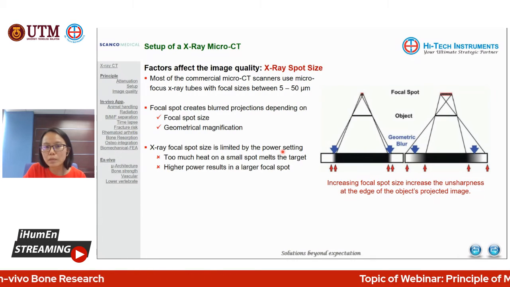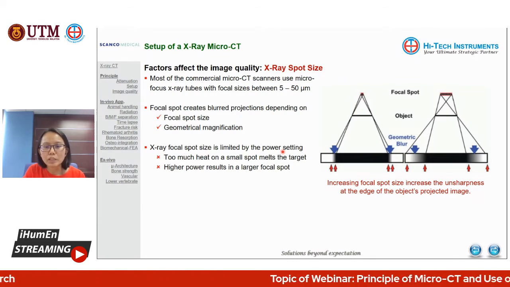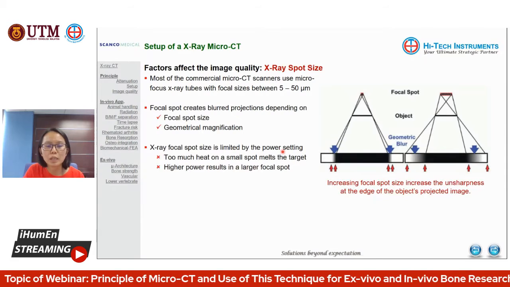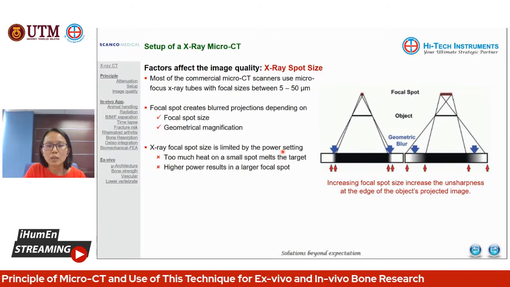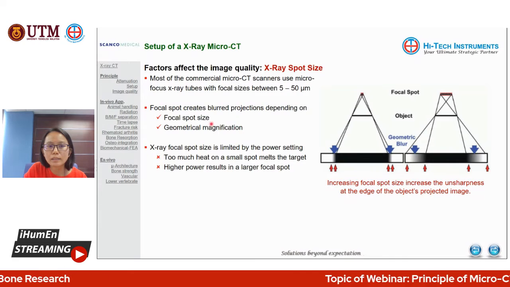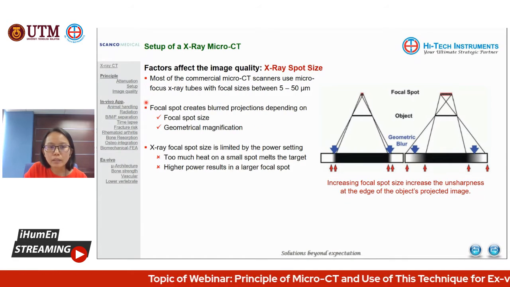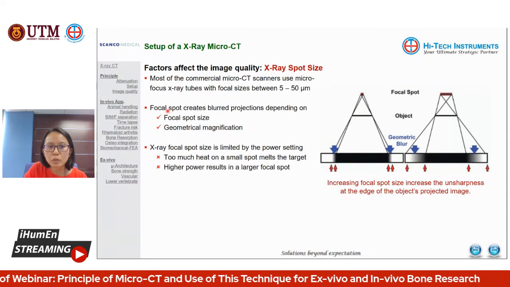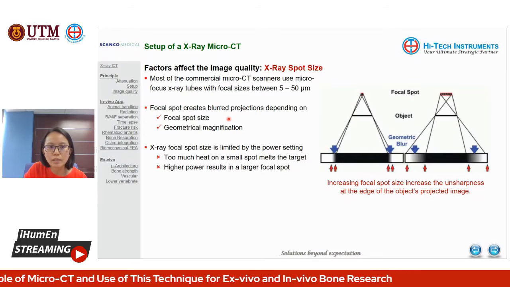By using a smaller spot size, yes, you can get a sharp image, but your signal is very low. So that's where you can consider increasing the spot size so that you can get a higher signal. Okay, so I've talked about the focus spot size. Another important factor affecting the image quality will be the geometrical magnification, which I'm going to talk about next.